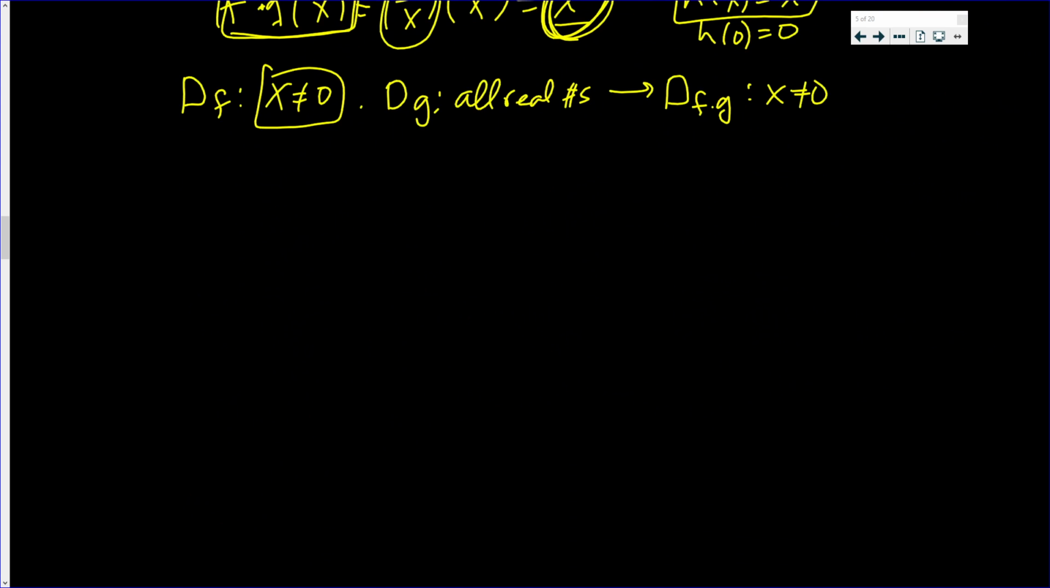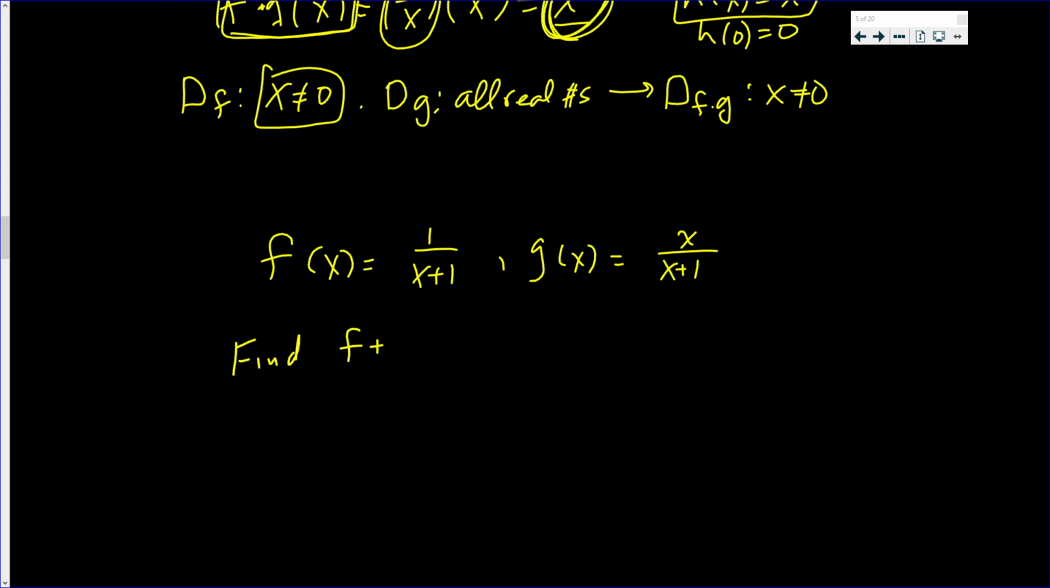Okay. Suppose I give you these functions. F of x is equal to 1 over x plus 1. G of x is equal to x over x plus 1. And I want you to find two things. Find f plus g of x and the domain of f plus g.